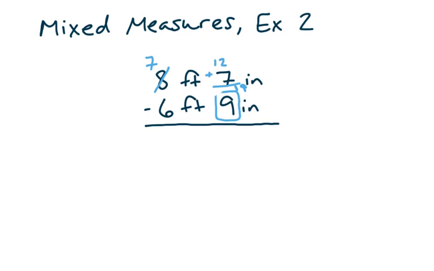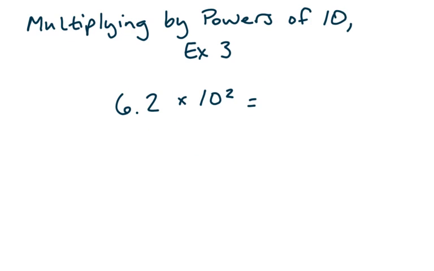So then we'll subtract 19 inches minus 9 inches is 10 inches. 7 feet minus 6 feet is 1 foot. So that gives us our mixed measure of 1 foot, 10 inches. Hooray for us. All right, let's go on to multiplying by powers of 10.